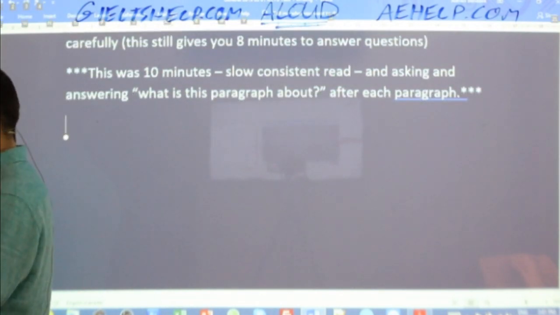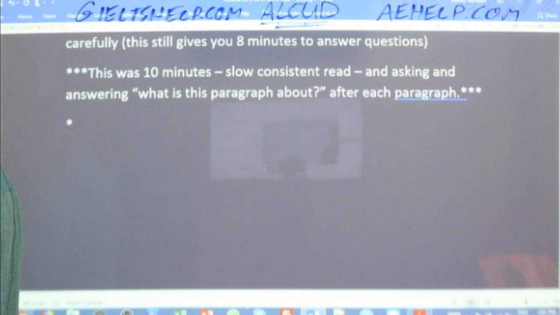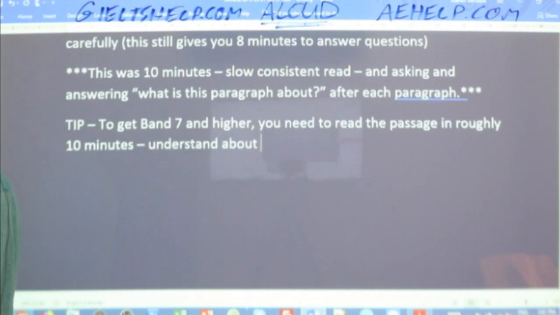So we read it, we understood it. Good. Now we can answer questions. Here's an important tip. This is your goal. To get band 7 and higher, you need to read the passage in roughly 10 minutes, like we just did, understand about 70% of what you read, and answer 60% or more of the questions without looking at the text.